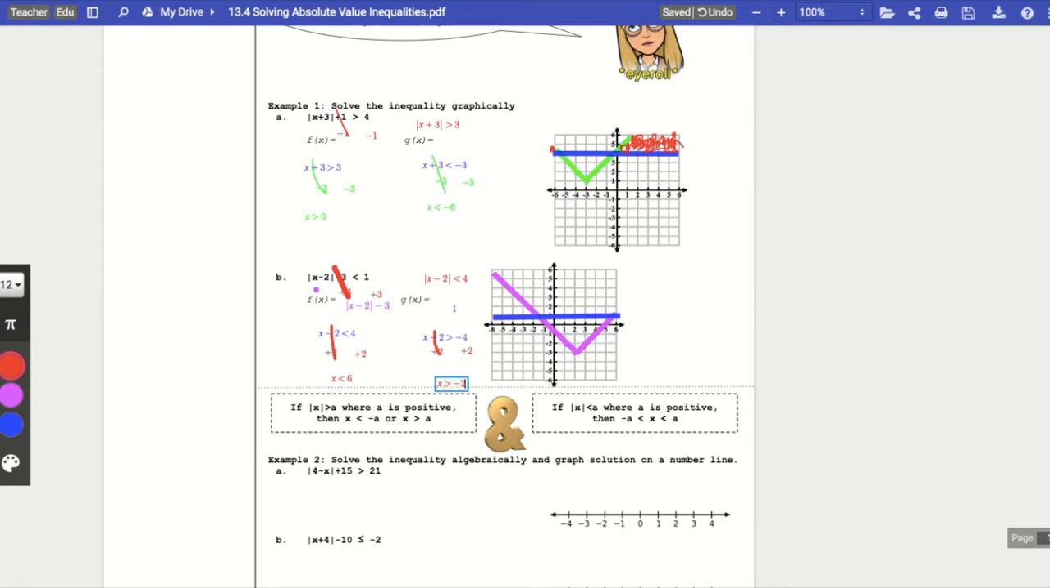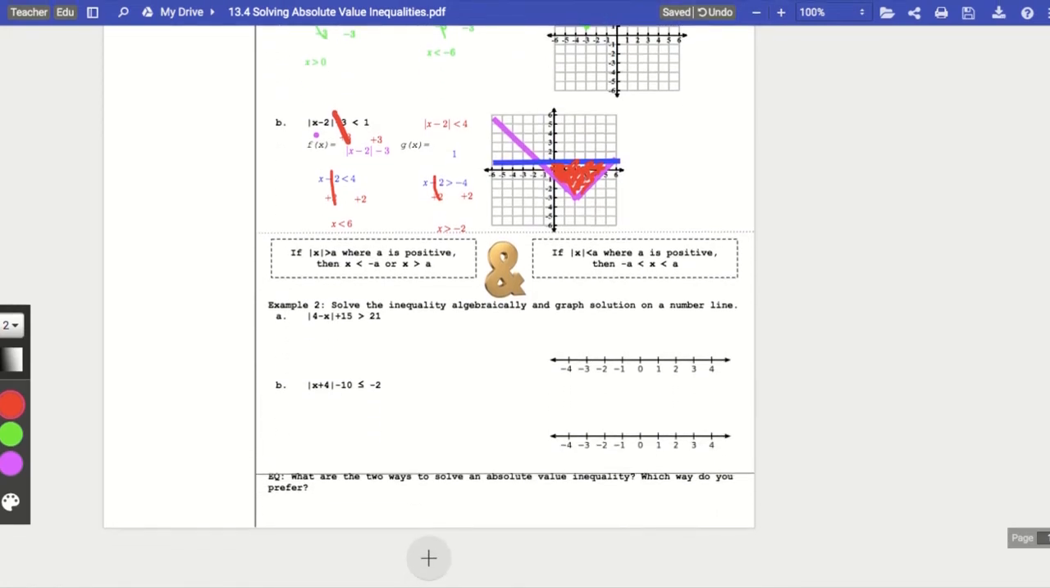negative 2. So this time I'm looking at the area for both graphs where the x values are less than 6. So I'm looking here, I'm going to be looking to the left, and x values are greater than negative 2, so to the right. So really the solution area, it's kind of cool, ends up being the center of the v this time, which is just this little section right here. So that's my solution area. Again, that just means that any number in this domain will be a solution to that inequality. Okay.